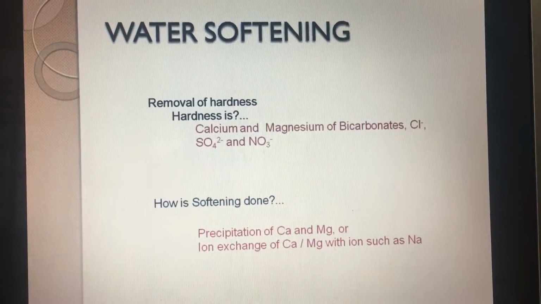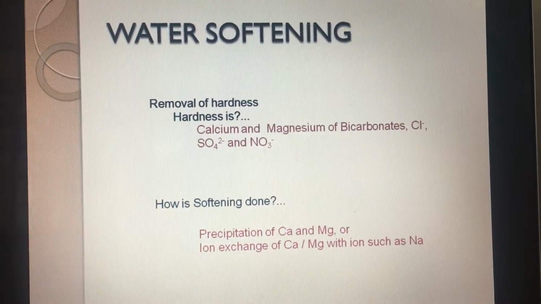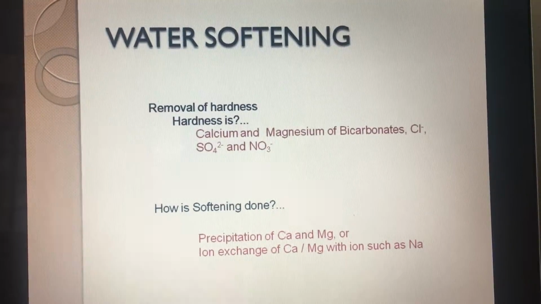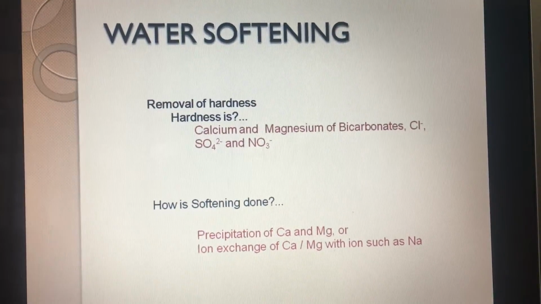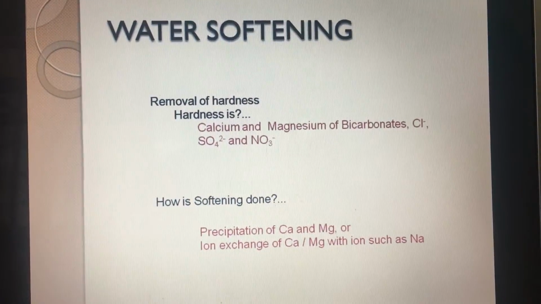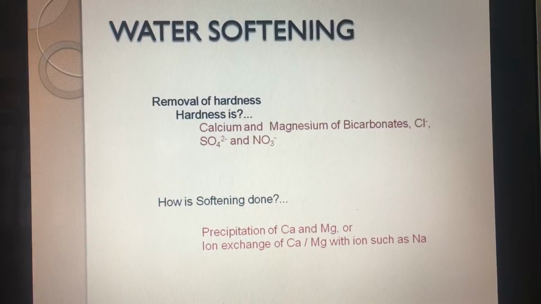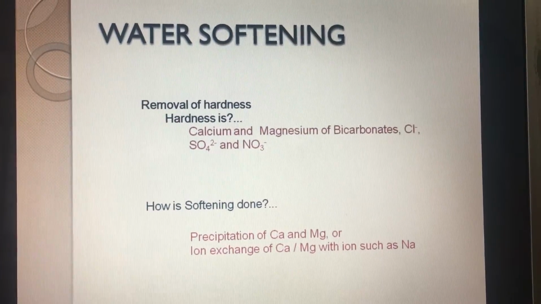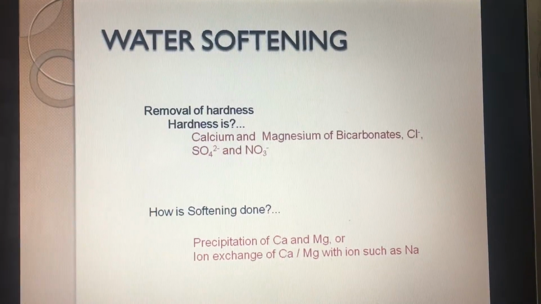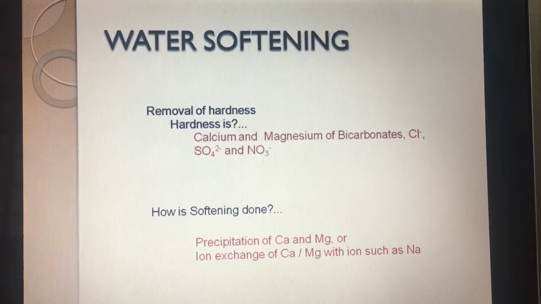It can be done either by the precipitation method or the ion exchange process. Precipitation of calcium and magnesium by adding lime, soda, and calcium salts is one technique. This is the oldest technique. With this, a large amount of scum is produced and environmental pollution can result.